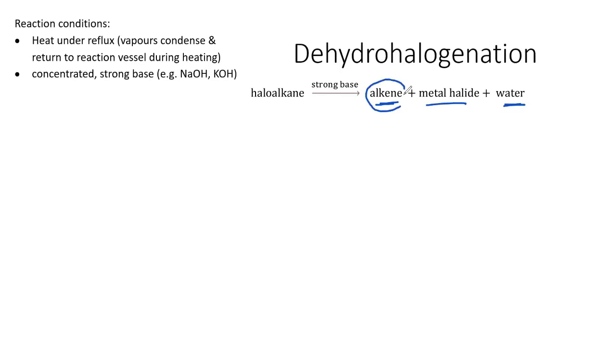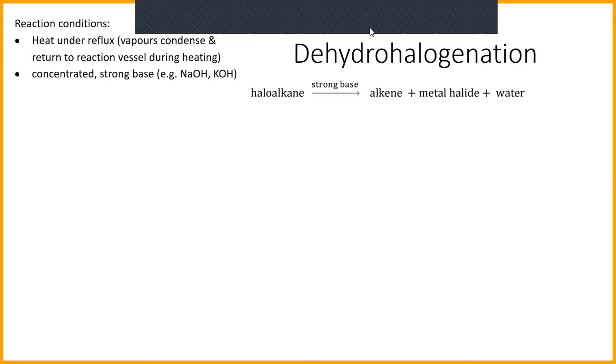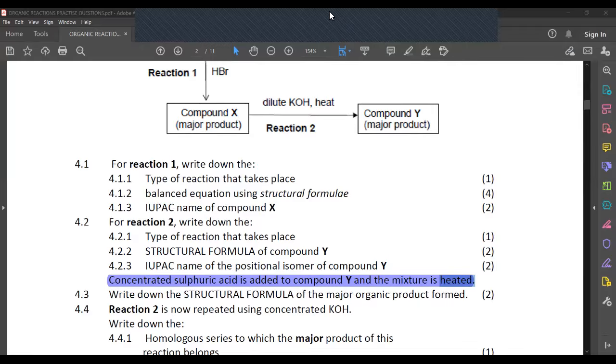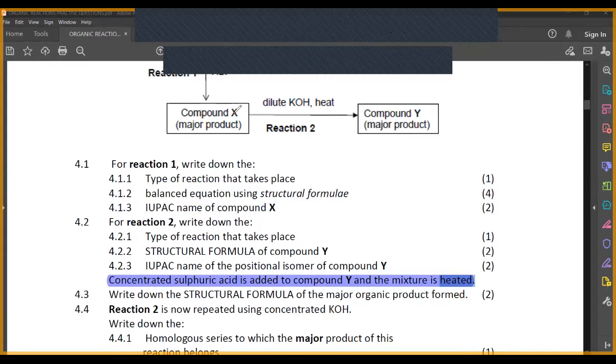So the organic product is this one, alkene. Then these two are the inorganic products. So to answer our question that we're dealing with right now, let me go back to the question quickly. To answer that particular question that says names or formulae of the inorganic product formed, 2 marks. Since you are reacting with potassium hydroxide, your metal halide in this case will be, check this out, and annotate this. So remember, X has a bromine in it, and you're reacting with concentrated potassium hydroxide.